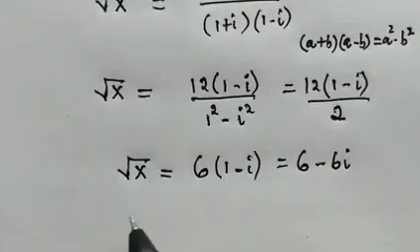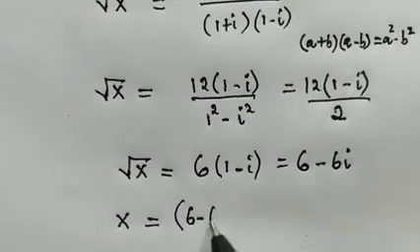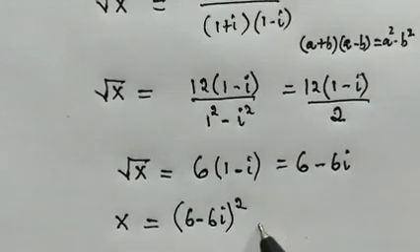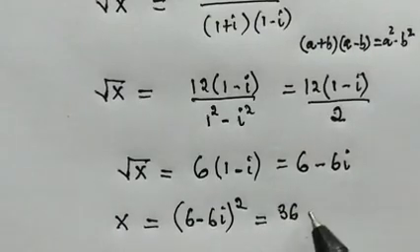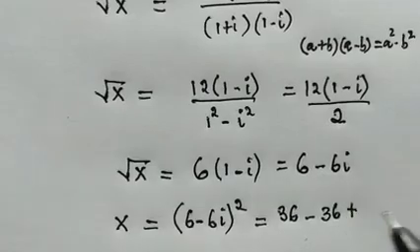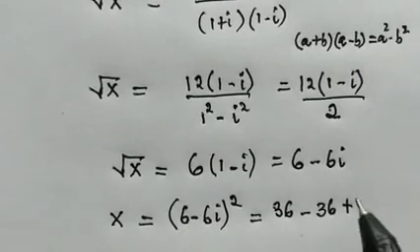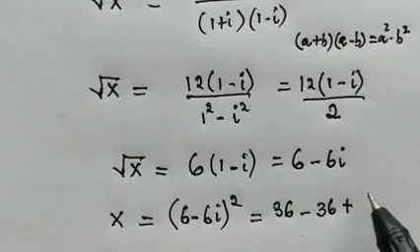Now we're going to square both sides to get the value for x. If you square the left hand side, we'll get x. So this will be equal to 6 minus 6i squared. Which is equal to the first one here squared will give us 36 plus, now 6i squared, we know 6 squared is 36, iota squared is negative 1, so that will give us negative 36, and then we have 2 times this times this, so 2 times 6 is 12, and 12 times 6i will give us 72i.